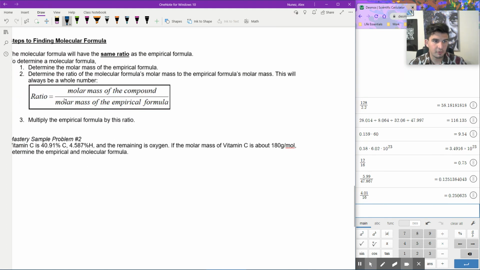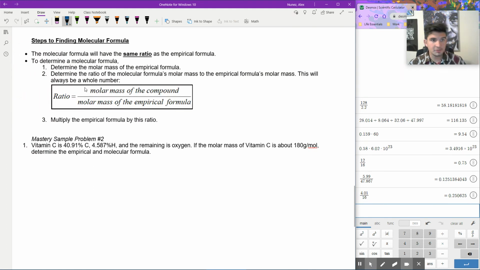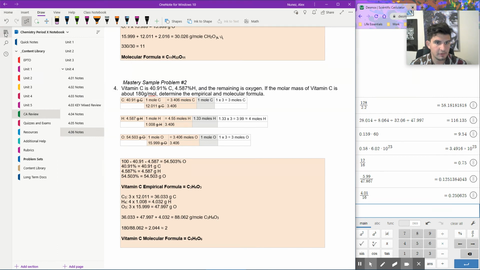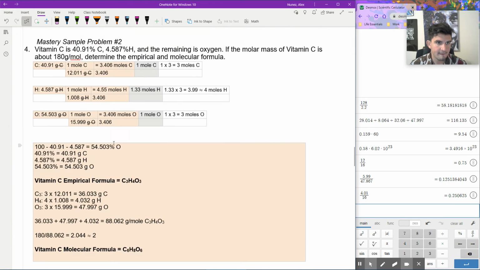Lastly, molecular formula. You're going to go through all the steps we just did to get the empirical formula. And then we need to use the molar mass of the compound divided by the molar mass of the empirical formula. There are a huge number of steps to this problem, so I'm just going to show the answer and walk us through it rather than going through it all myself.